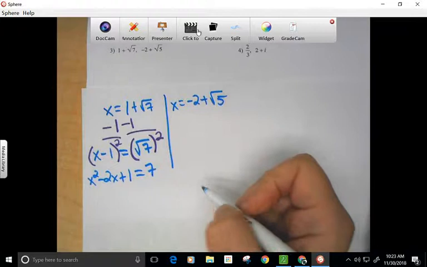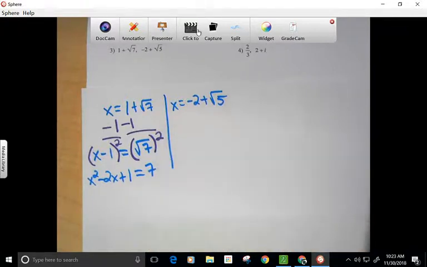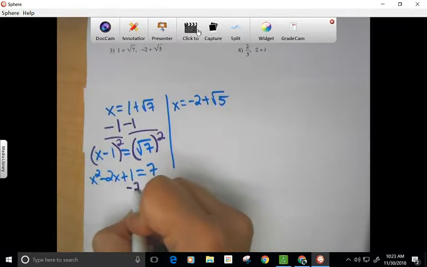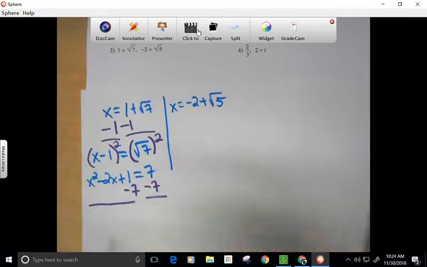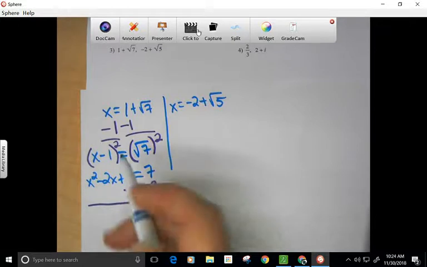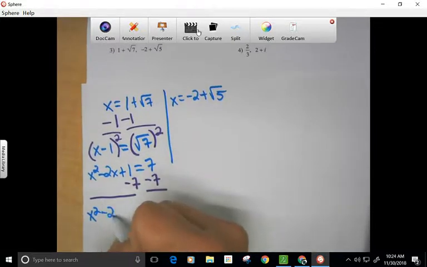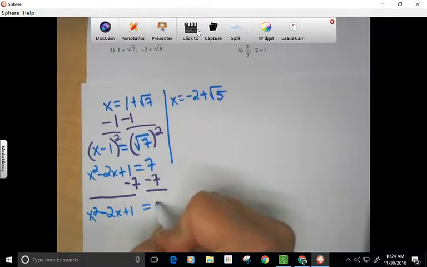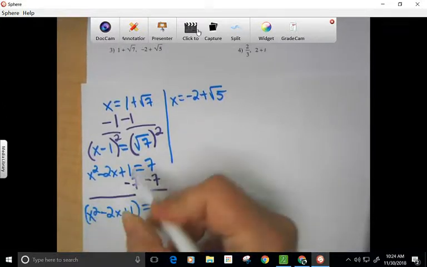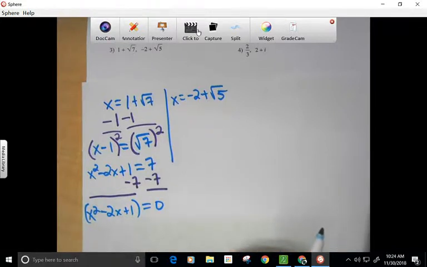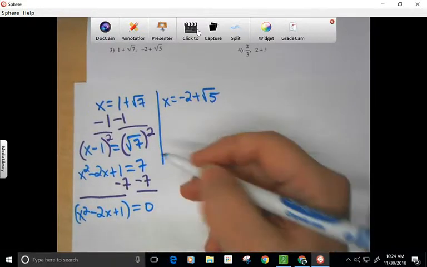Now all we have to do is get this set equal to 0 by subtracting 7 from both sides. And when we subtract 7 from both sides of the equation, we will get x squared minus 2x plus 1 is equal to 0. So the factor we can use from this root is x squared minus 2x plus 1. We're going to let that sit there for a moment and move on to our other root to find its factor.